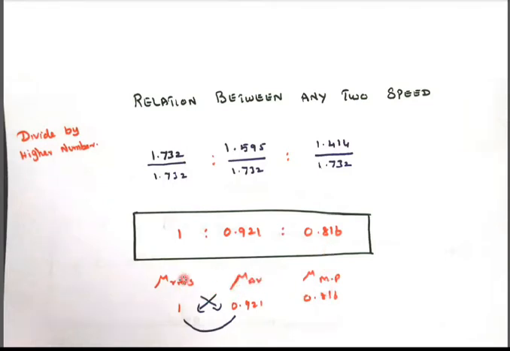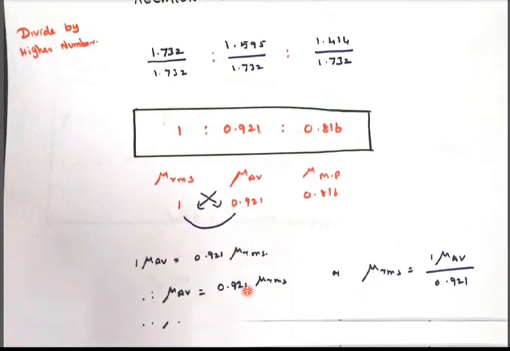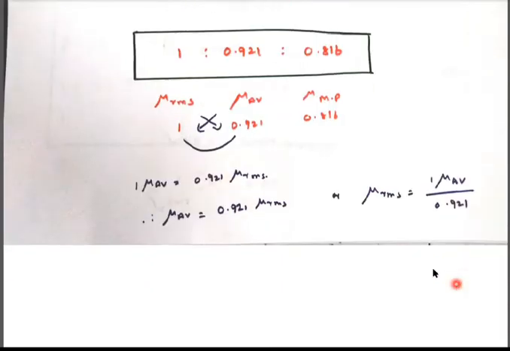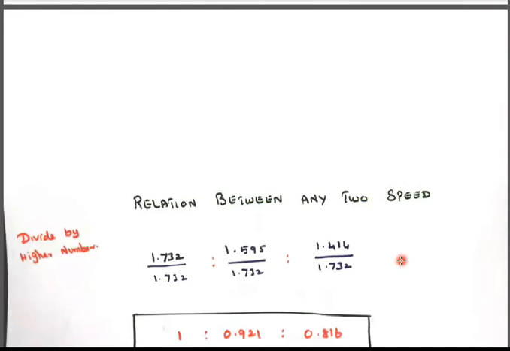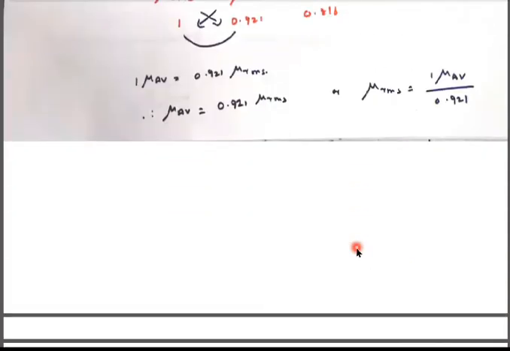So when you compare the RMS and the average velocity, after cross multiplication, the average velocity is nothing but 0.921 times the RMS value. So if it is an RMS value of 1, the average velocity is 0.921 times. The same thing applies for the relation between the others.